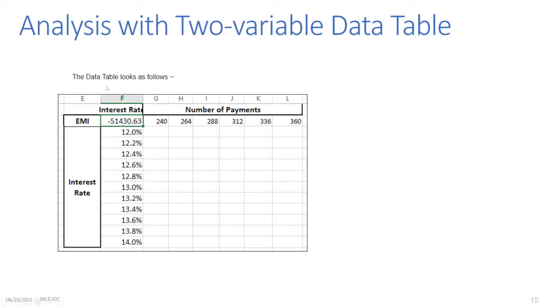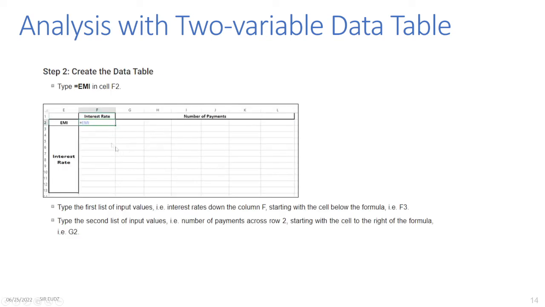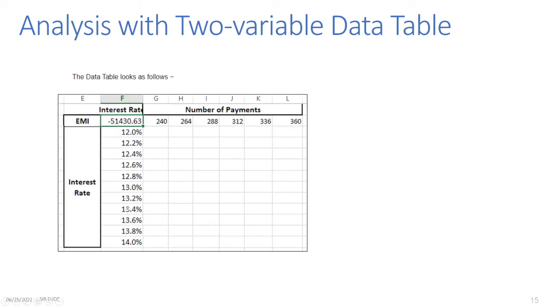So here we have, let's go back, we have here the monthly interest rate, the EMI, and then below we have here the interest rates. And then here across, so that's why it's two variable. We have actually rows and columns. And then here we have here number of payments. So 20 years, etc.